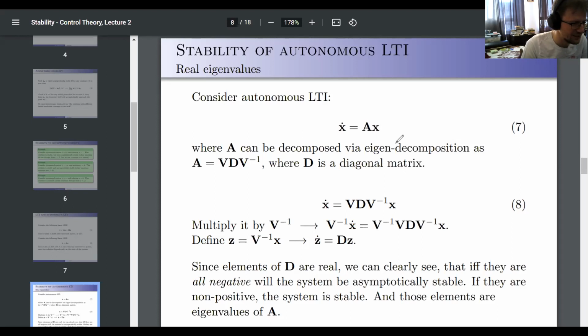That's a very, very interesting and important part of the discussion. So this system, we want to understand if it is stable or not. Now, before we do that, let us recognize. Oh, sorry. Now let us assume that we can do this type of decomposition of matrix A.